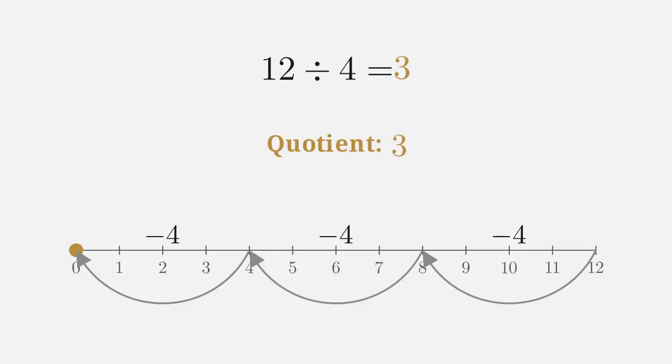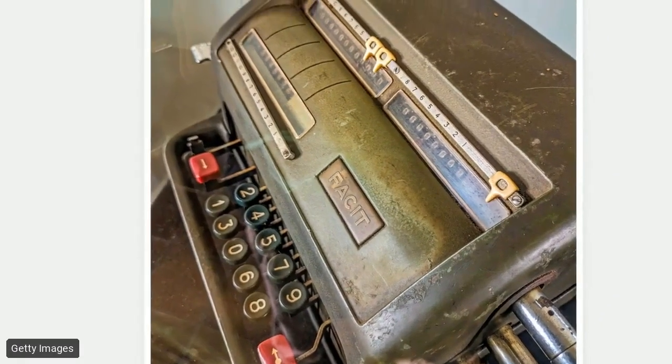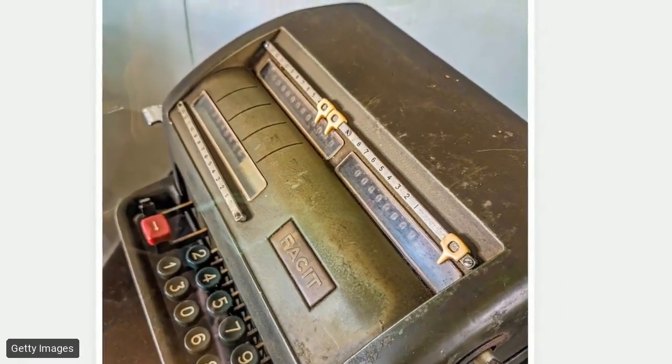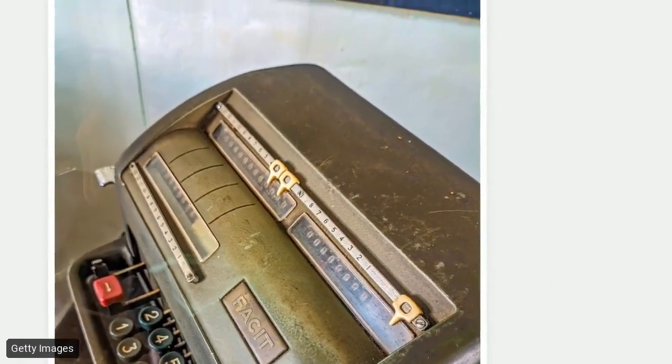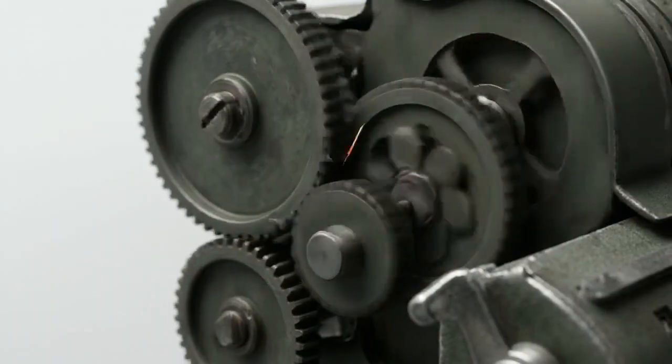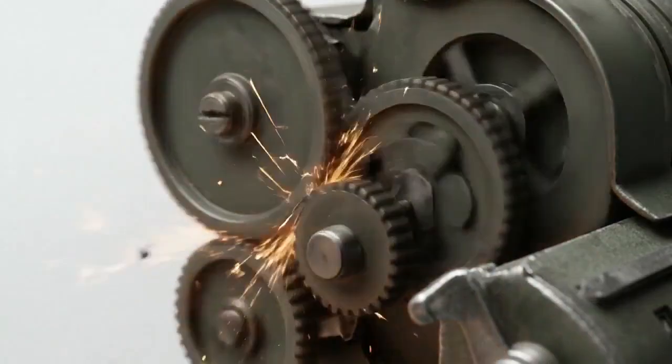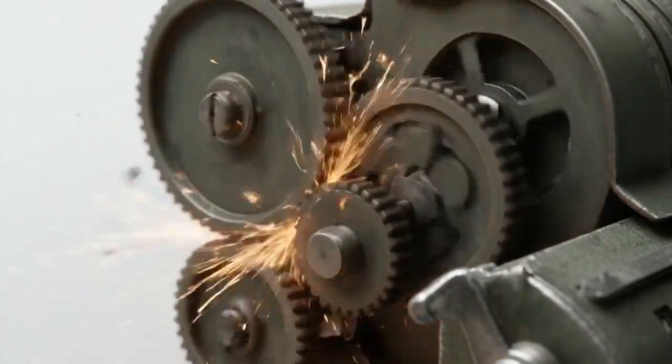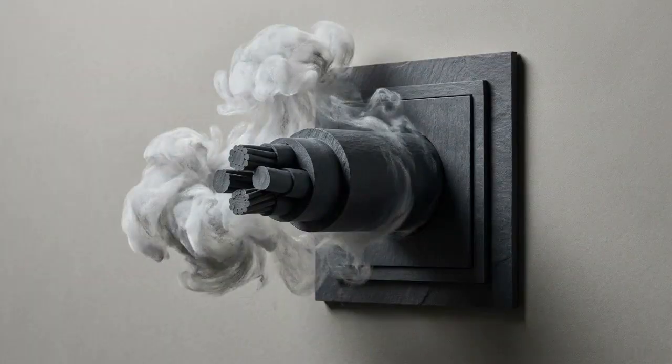reaching 0. Early mechanical machines, like this facet calculator, physically broke down when tasked with this operation. Because subtracting 0 never reduces the starting value, the machine enters an endless, high-speed loop of subtracting nothing until the internal motor is disconnected or the gears seize.